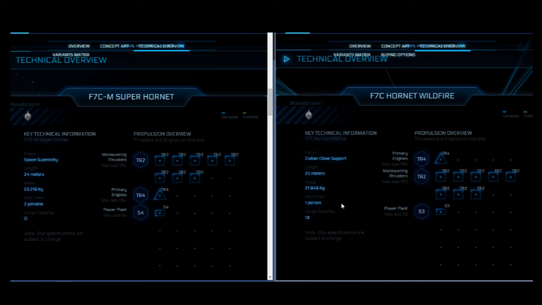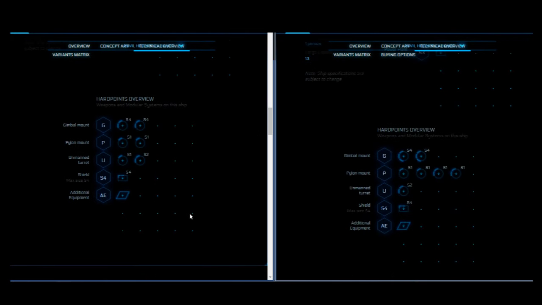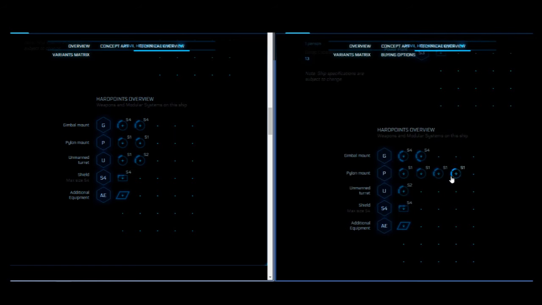So let's move down to the hardpoint overview. Straight away you can see there's some notable difference. On the Super Hornet you can see gimbal mounts at 2 size 4s, same as the other side, the Wildfire. The pylon mounts, there's 4 size 1s on each side, so you get 8 in total with the size 1s, and same again for the Wildfire. But you also additionally get, I believe, it doesn't say how many you get there, but I'm going to assume there's 2 size 2 missiles added on to the Firestorm, meaning you'll have more missile firepower.